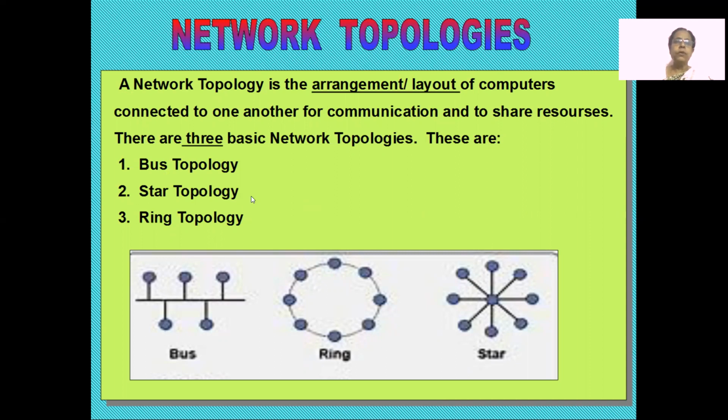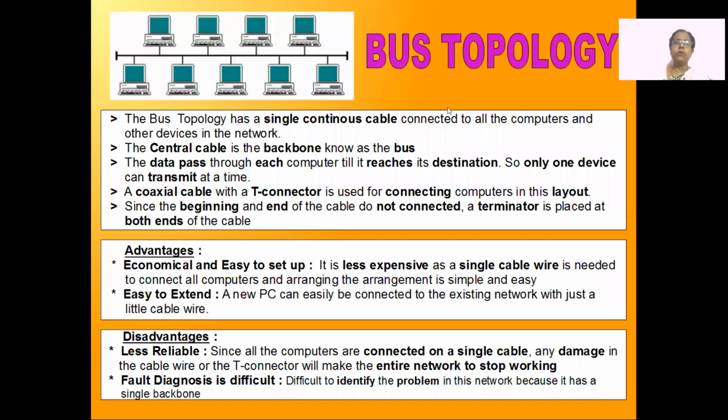Okay, so here we are going to learn about the three basic type of topologies, which is bus topology, star topology, and ring topologies. We'll see how are they and what are the advantages and disadvantages. The very first type of topology is a bus topology.